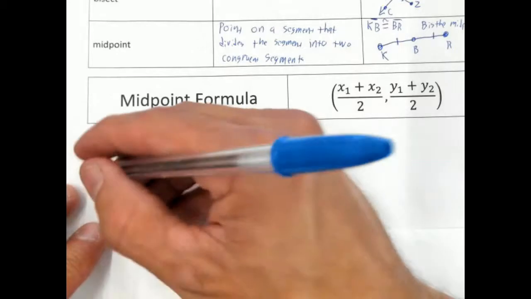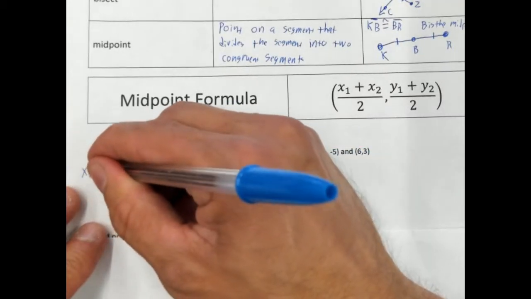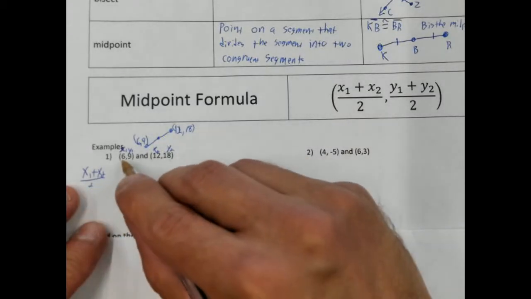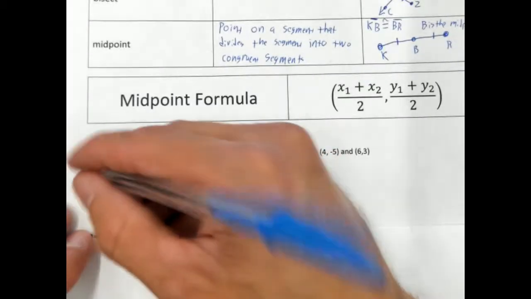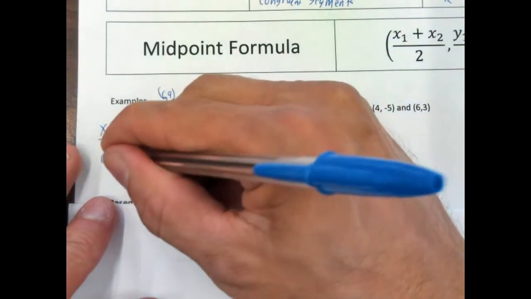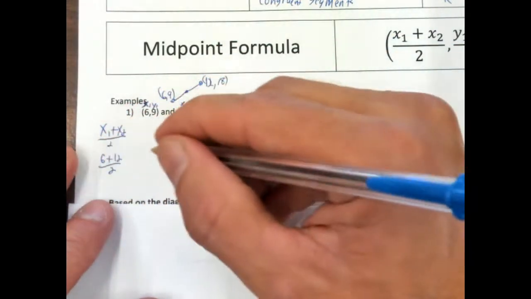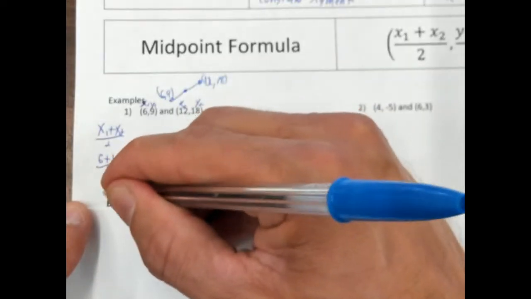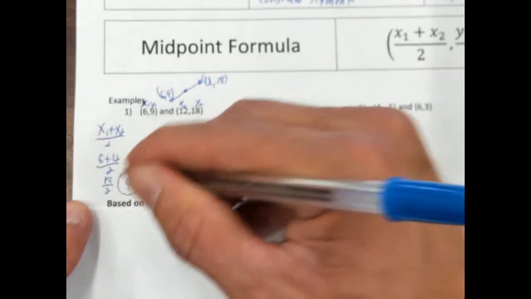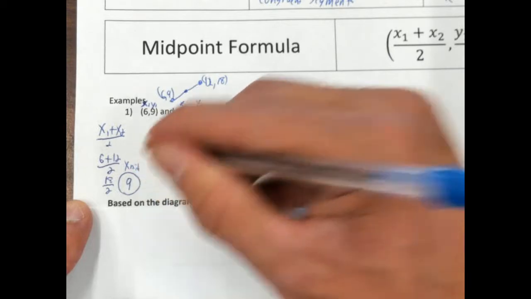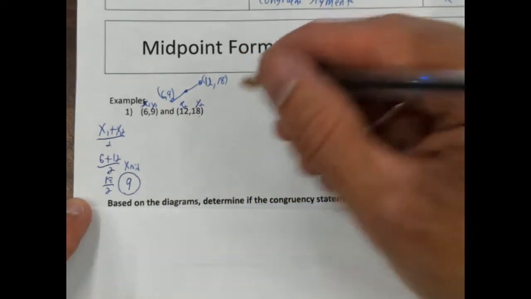So let's use our formula here. We're going to say x1 plus x2 over 2. So what is that? It's going to be our 6 plus 12 over 2. And then order of operations, let's add 6 and 12, that's 18. And 18 over 2 is 9. So our x value is 9. Okay, so that's going to be our x value for the midpoint.